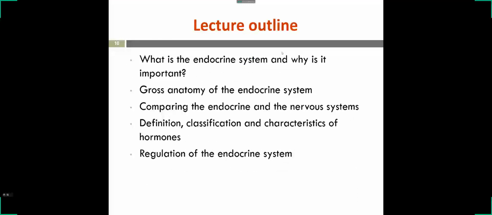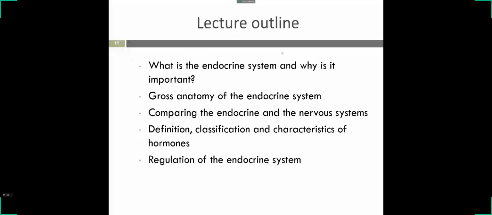So we'll first start with telling you what the endocrine system is and why it's important, why we have an entire module on it. We'll talk a little bit about the gross anatomy of the endocrine system. We'll compare the endocrine and the nervous systems. We'll define, classify, and characterize the hormones involved. And then we'll talk about regulation, which is a key part of the endocrine system's function. Okay? So, first, what is the endocrine system and why is it important?